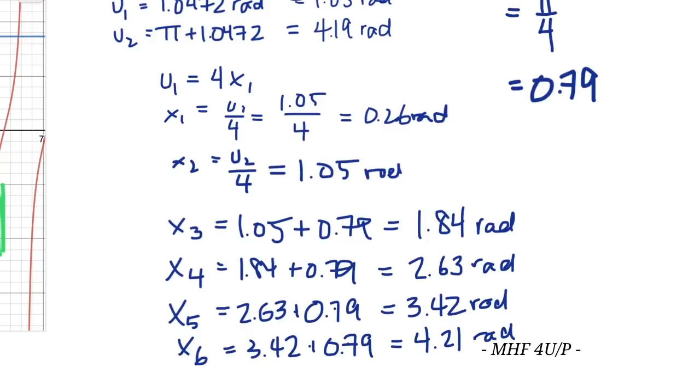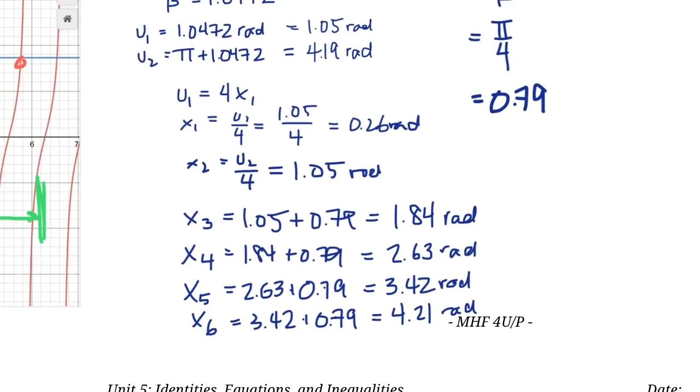Now the thing we have to keep in mind is we want to find all the solutions between 0 and 2 pi. Are we at 2 pi yet? No, because 2 pi is just over 6, right? So we're not there yet, so we have to keep going. x7 is going to be 5 on the dot, well, according to our rounding.